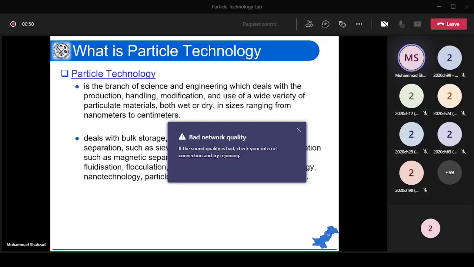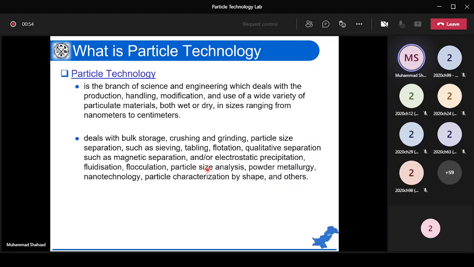Size analysis: we separate the particles on the basis of their sizes so that we can utilize them for different purposes. And we will discuss these things in detail later as well. Powder metallurgy, nanotechnology, particle characterization by shape and others. Particle characterization is also part of particle technology.